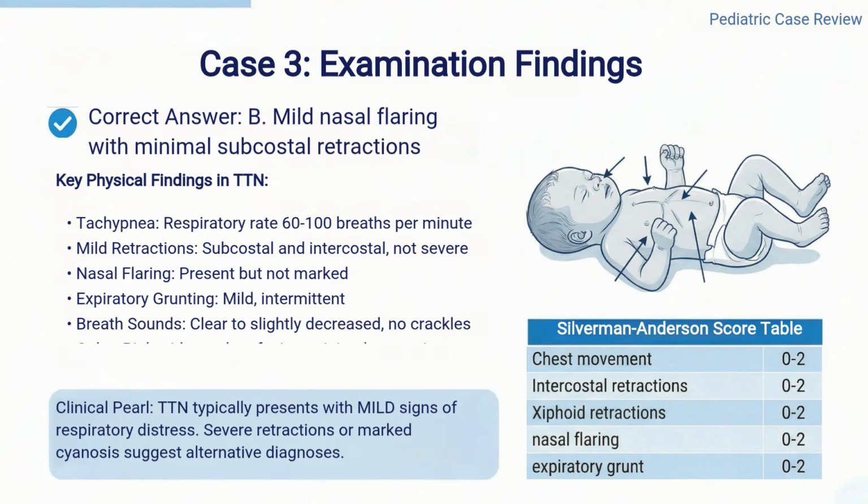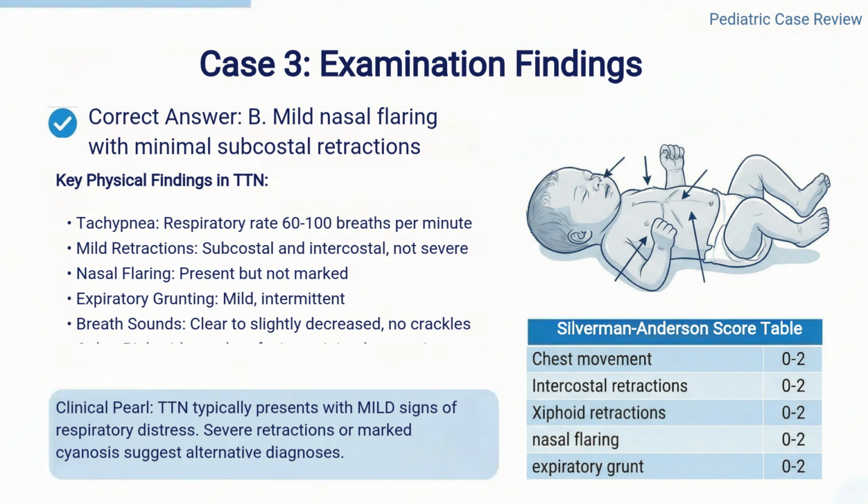Expiratory grunting may be mild and intermittent, and breath sounds are clear to slightly decreased with no crackles. The infant remains pink with good perfusion and minimal cyanosis. The Silverman-Anderson score, which grades 5 components including chest movement, intercostal retractions, xiphoid retractions, nasal flaring, and expiratory grunt each from 0 to 2, is typically low in transient tachypnea of the newborn.